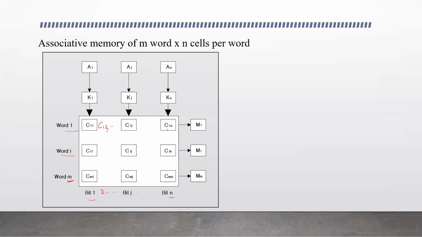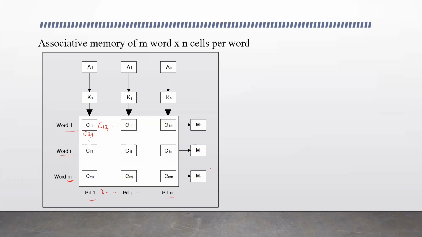We have n bits. Same way here, cell C21 is the first bit in the second word. And so on up to Ci1 is the first bit in the ith word. M words we have. So the first bit in the mth word is represented as Cm1. So we have m words and m by n cells in total, Cmn being the last cell.